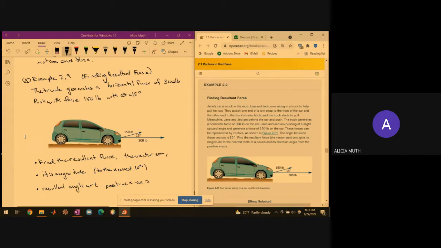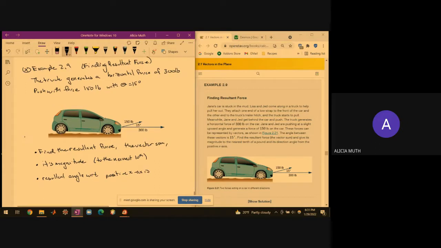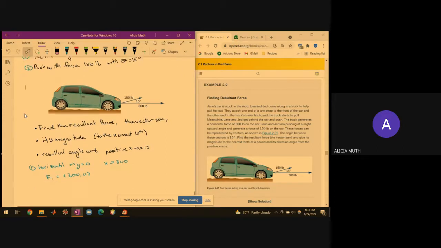No. All right. So we have the two forces, and let's let each of them be its own vector. So for the first one, we have this horizontal force, so we know that the y component is 0, and we're told that the horizontal force is exactly 300. So the first force is a vector 300, 0. All right, now let's tackle the second force. This is our 150-pound push with an angle of 15 degrees.